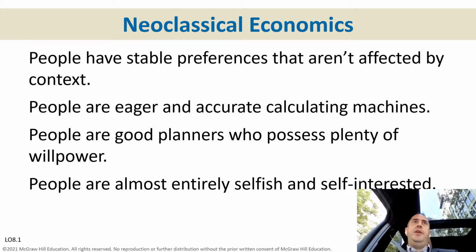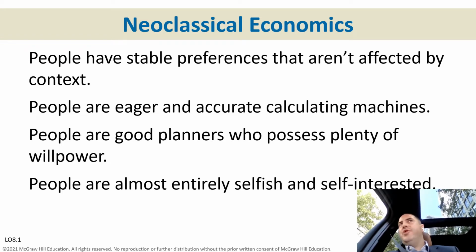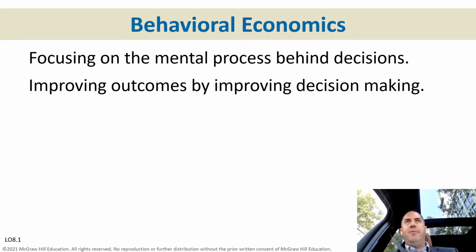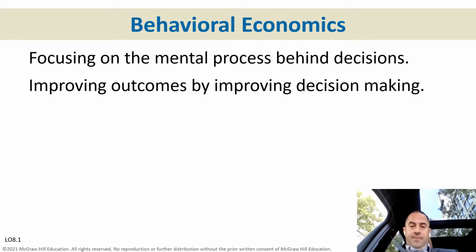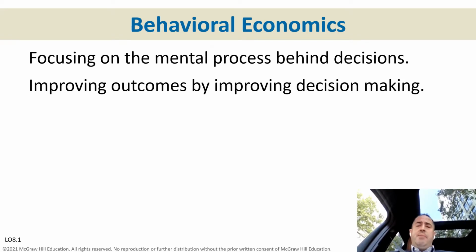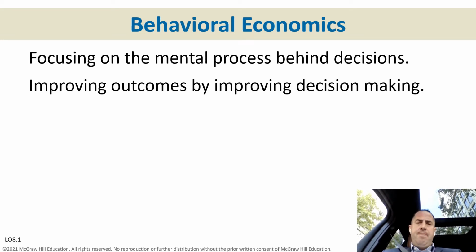We're not calculating machines. When you go to look at an apartment for the first time and you're calculating the additional gas from the distance of your work versus the cost of the new apartment, no one's doing that, right? You're just settling on what you think is, well, there's a term for it, might come up in this chapter. It's called satisficing. You just choose the best among a small variety of options that you have in front of you. Behavioral economics focuses on the mental process behind these decisions, improving outcomes by improving decision making.